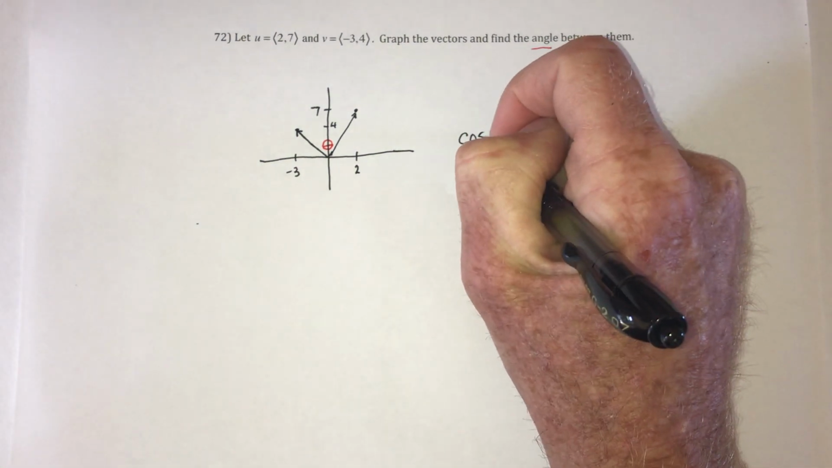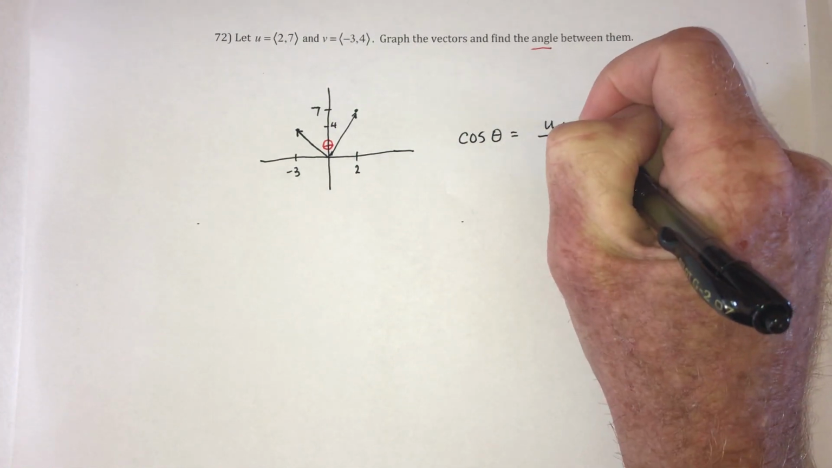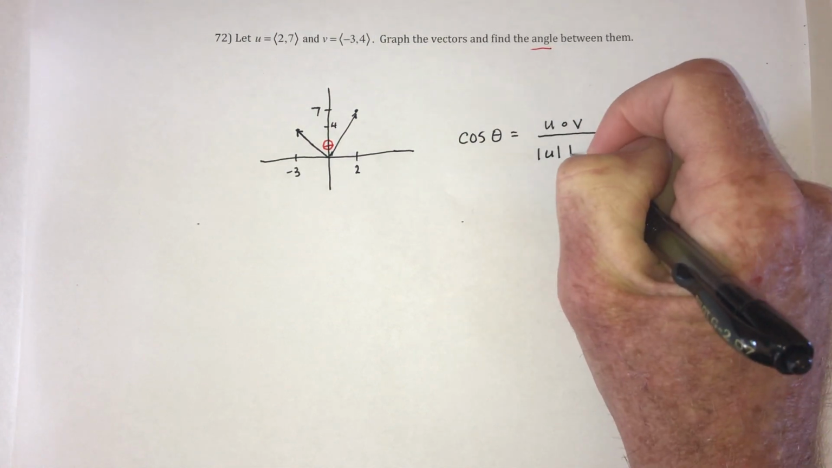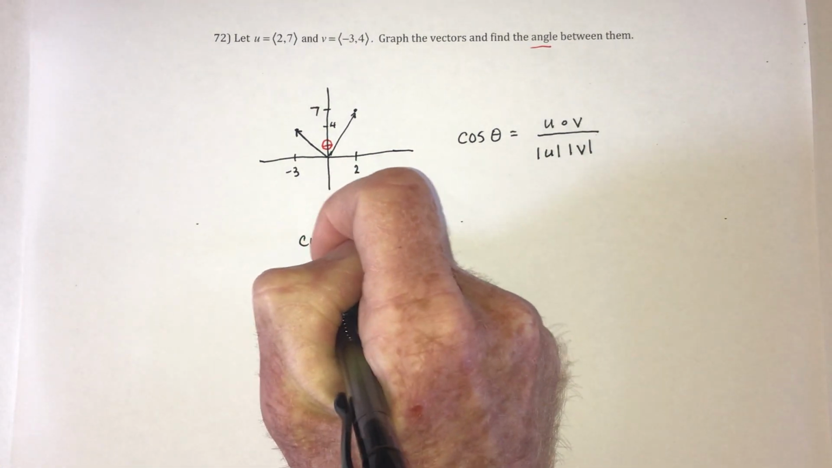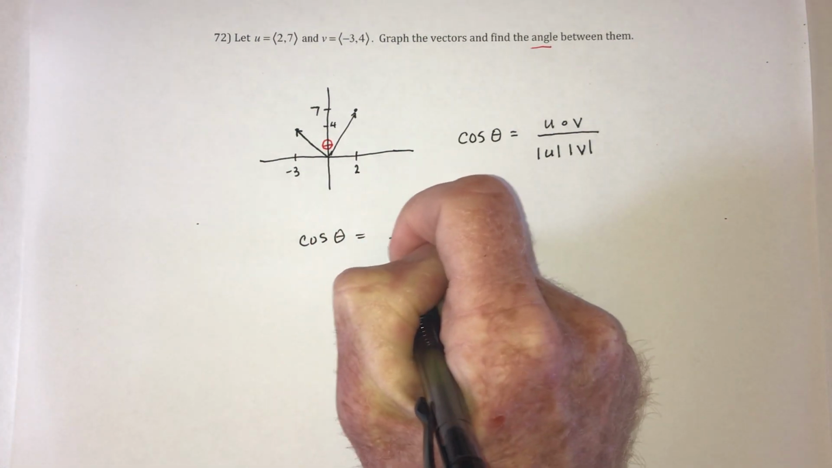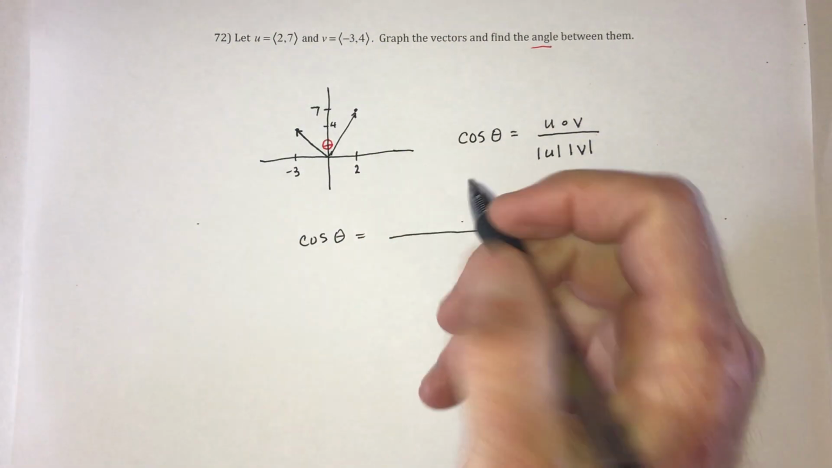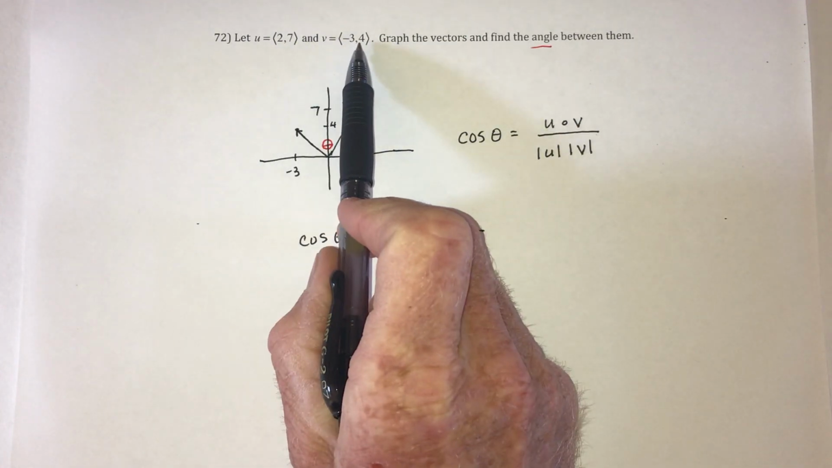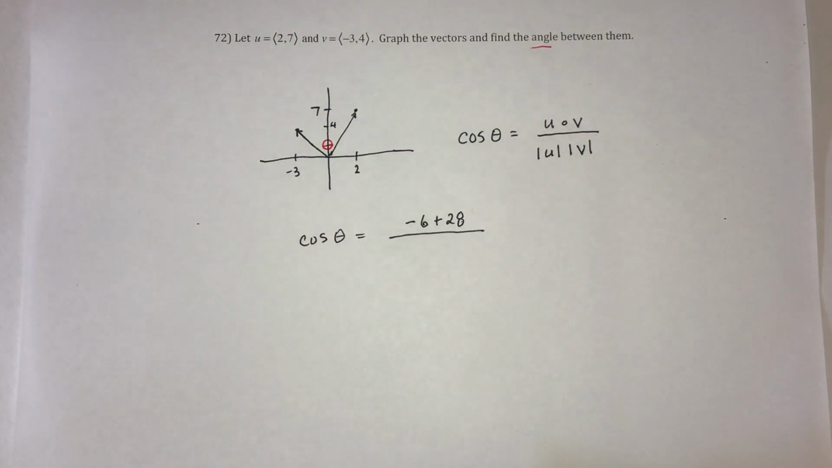So use this formula. Cosine of theta is equal to, you then take the dot product of the two vectors, then divide by the length of the two vectors. So it's going to say cosine of theta is equal to, and for the dot product, you just multiply the x with the x, so that's going to be -6. And you multiply the y with the y, which is going to be a 28. And you add those two numbers together. That is the numerator, it's already done.